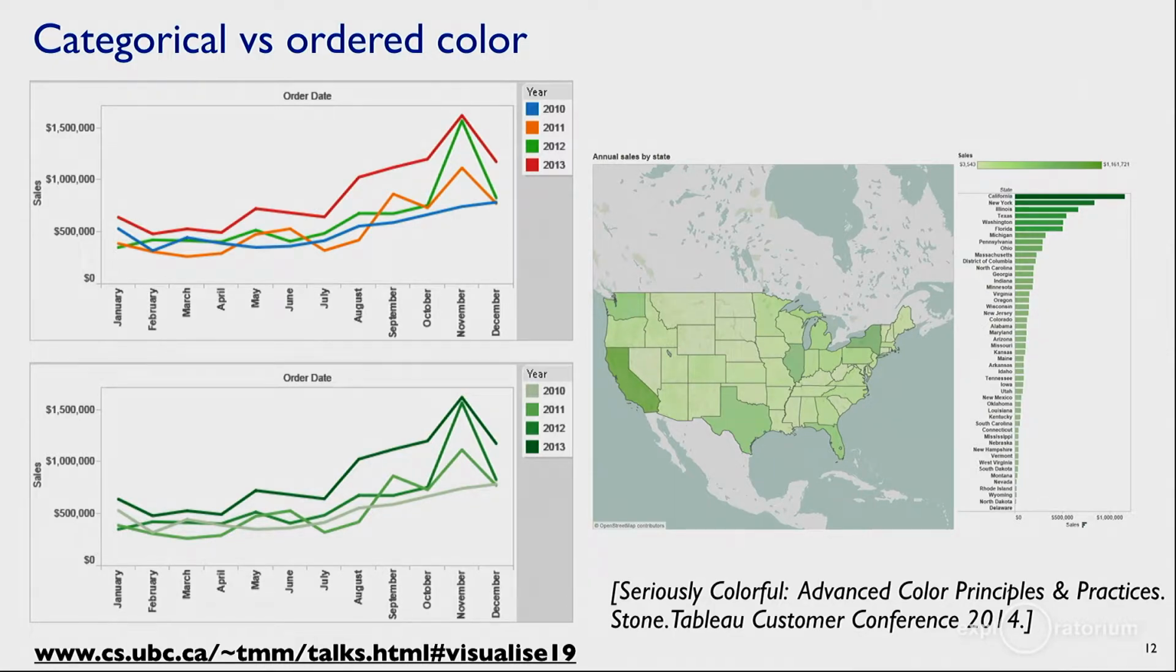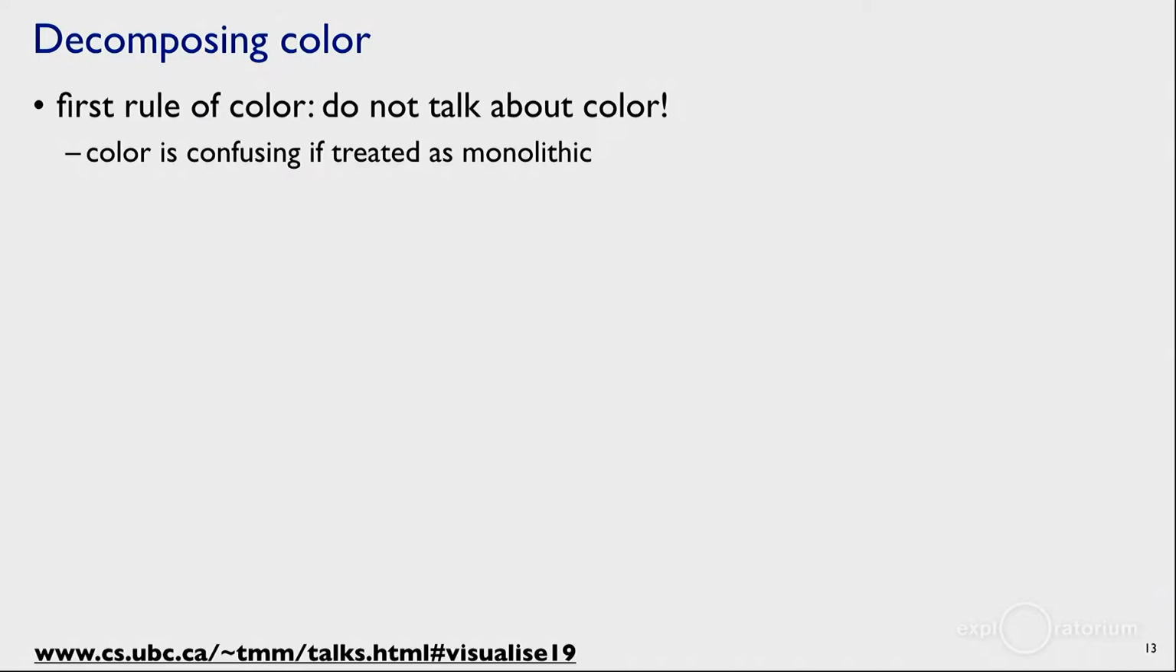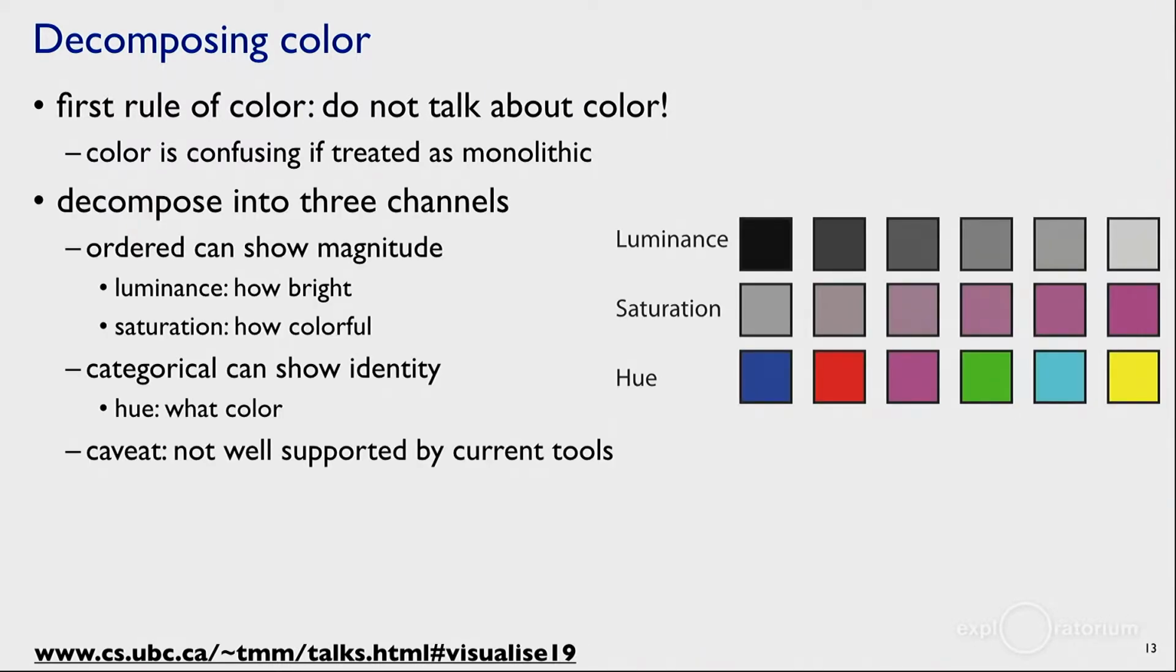So I just told you that it really matters if it's ordered or categorical, and here I'm showing you something where it can't seem to make up its mind. So what is going on here? With decomposing color, the first rule of color is don't use the word color. It's confusing if you treat it as a monolithic thing. So what can you talk about? We are going to decompose color into 3 channels.